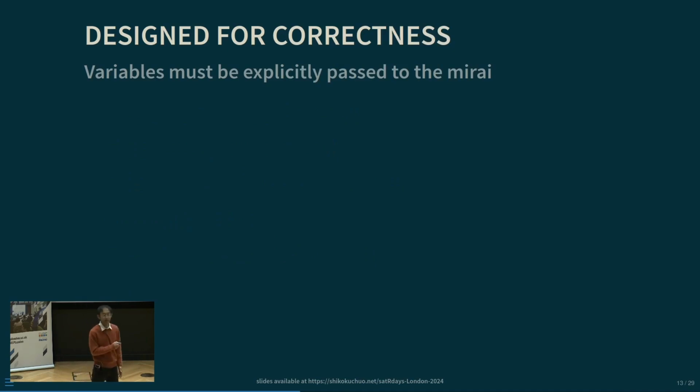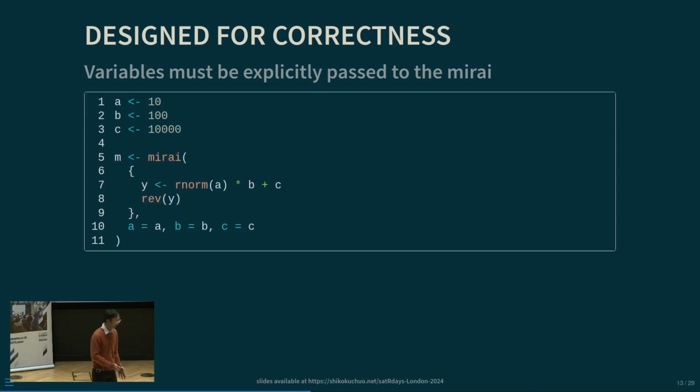Another reason we've kept it simple is to make sure that your code is correct at all times. And that's important when you're developing code that's going to be put into production. So you're not just writing a script interactively to get some results, but it's going to be on the server, running 24/7. And this is an example of how Mirai works.